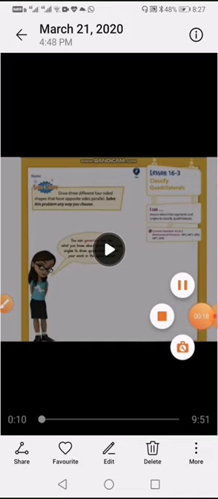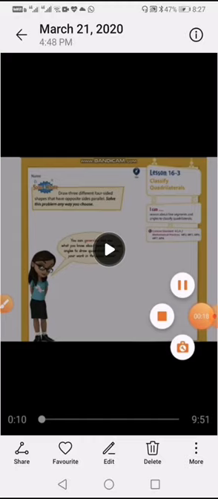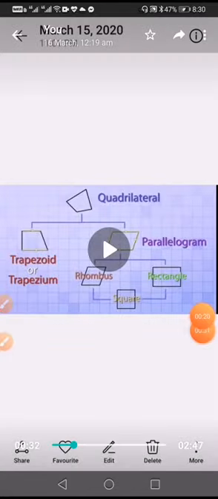Quadrilaterals. What is the meaning of quadrilaterals? A quadrilateral is a polygon that has 4 sides and 4 angles.